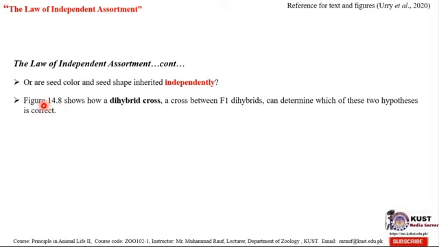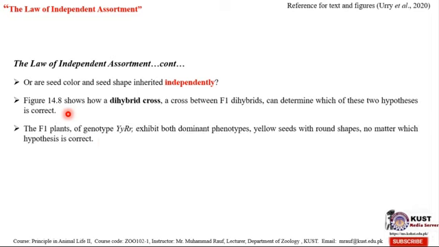In the last two slides we will discuss this whole cross diagrammatically. So a cross between F1 dihybrids can determine which of these two hypotheses is correct, means whether the alleles determining different traits are independent or they are dependent. They are closely linked with each other. They are inherited together. So the F1 plants of genotype heterozygous dominant for color which is yellow and heterozygous dominant for seed shape which is round exhibit both dominant phenotype, yellow seeds with round shape, no matter which hypothesis is correct.